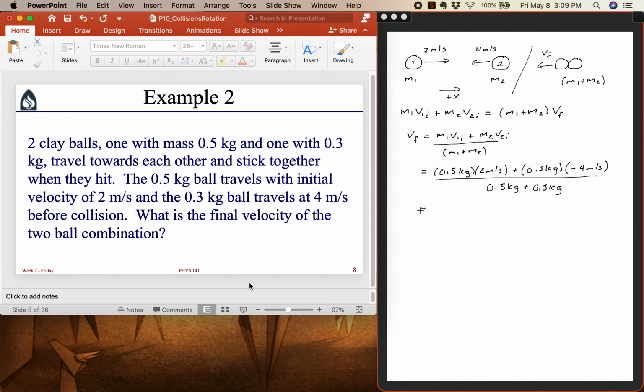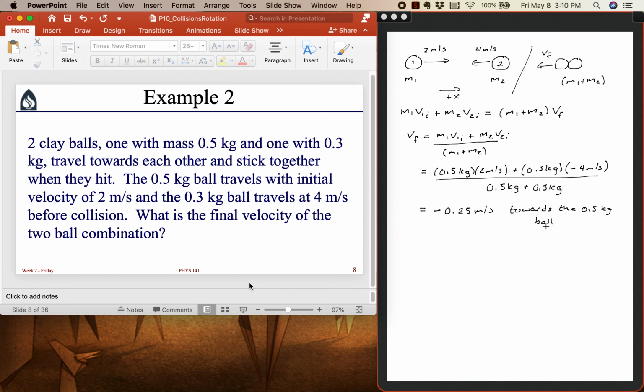And if I put that into a calculator, I get a final velocity of negative 0.25 meters per second. And so it looks like this picture that I drew is correct. I have a negative velocity, so it's traveling in the negative x direction. So the speed of the ball is 0.25 meters per second, and it is in a direction that is towards the 0.5 kilogram ball.